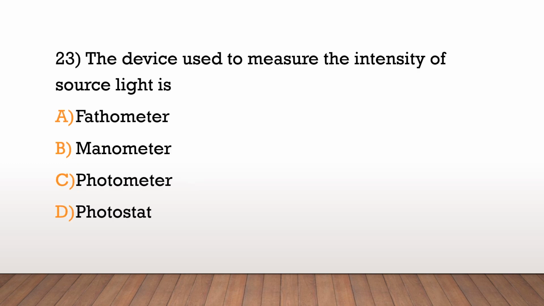The next question is the device used to measure the intensity of source light is A, photometer, B, manometer, C, photometer, or D, photostat. The correct answer is photometer. Photo means light and it measures the intensity of source light.